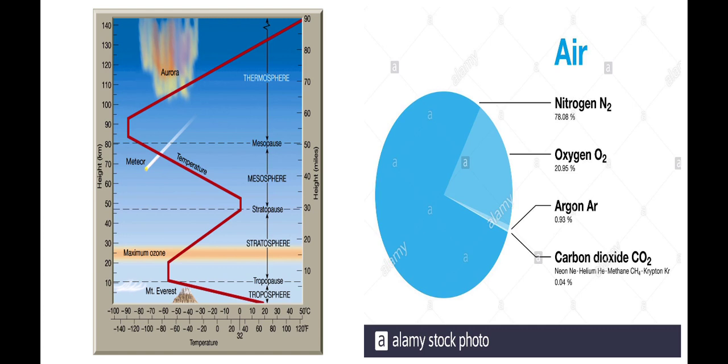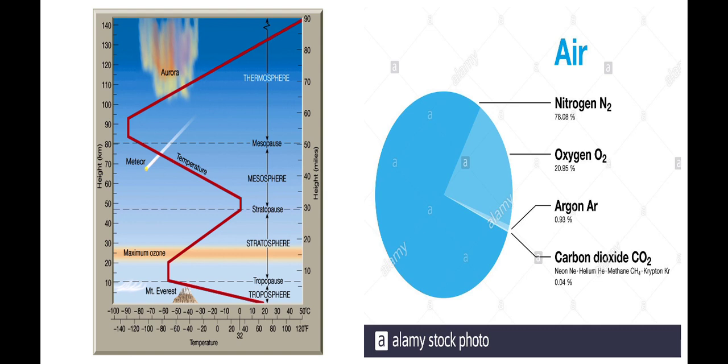The graph on the left side shows the temperature trend as we move from one sphere to the next. The troposphere has a moderate temperature. The stratosphere shows an increasing trend. Mesosphere shows a decreasing trend, and the thermosphere shows the highest increasing trend, reaching about 90 degrees Celsius of temperature.